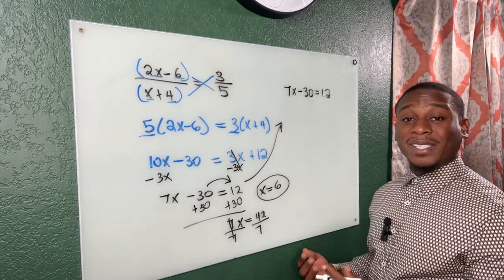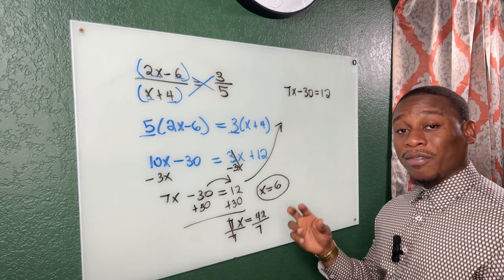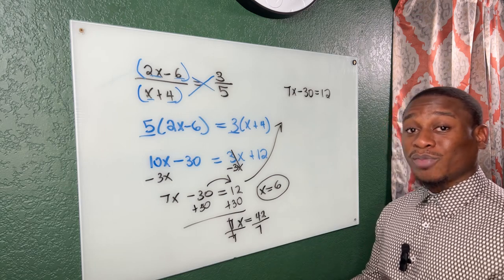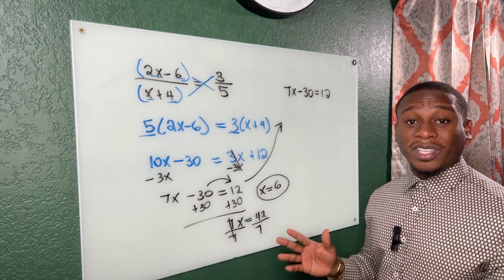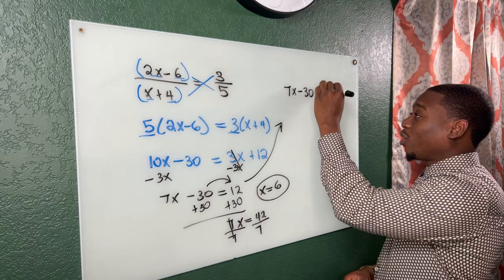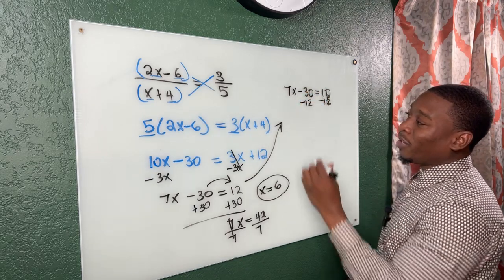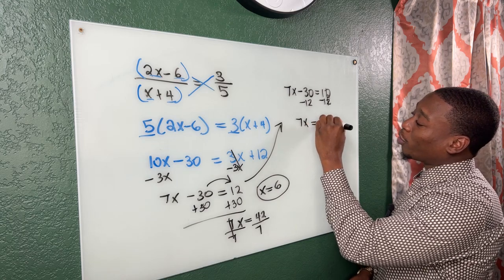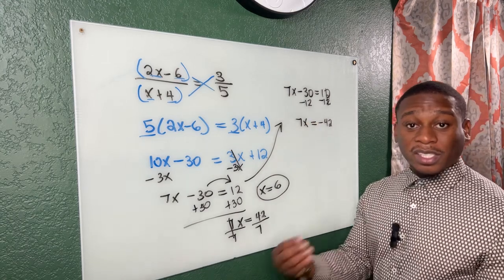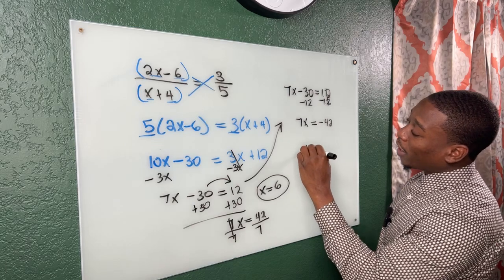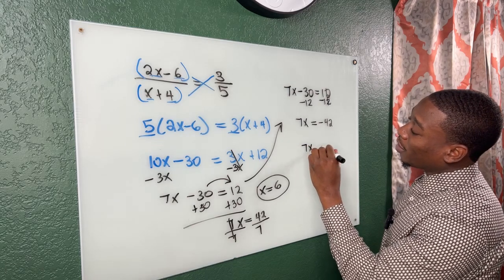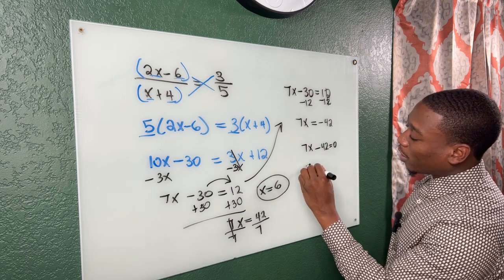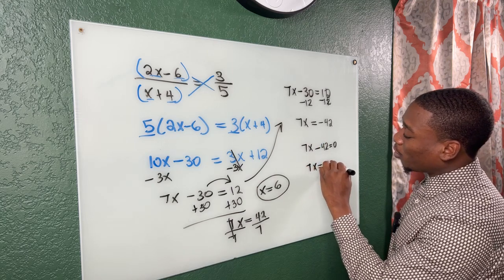Students will do the right steps but make an error by having the variable and the constant on the same side. Please just make sure you don't rush, because that's all it is, rushing. So they subtract 12. Subtract 12. Now they'll say 7x is equal to negative 42, right? I'll see something like that, or they'll just have 7x minus 42 is equal to 0, and then they'll just say 7x is equal to 42.